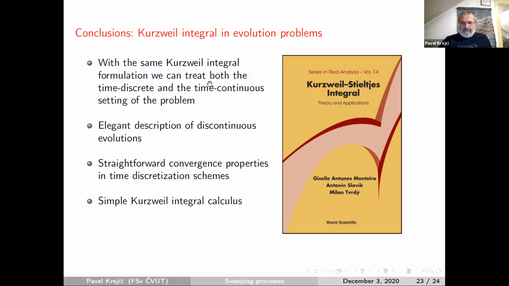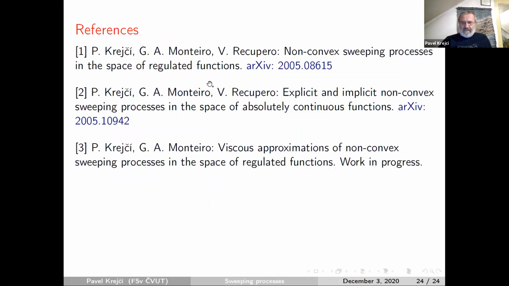And I will finish with the list of references. The preprints, we have uploaded some new versions of the preprints because the old versions were full of small errors and discrepancies. I hope that the new versions are now correct and with no substantial errors.